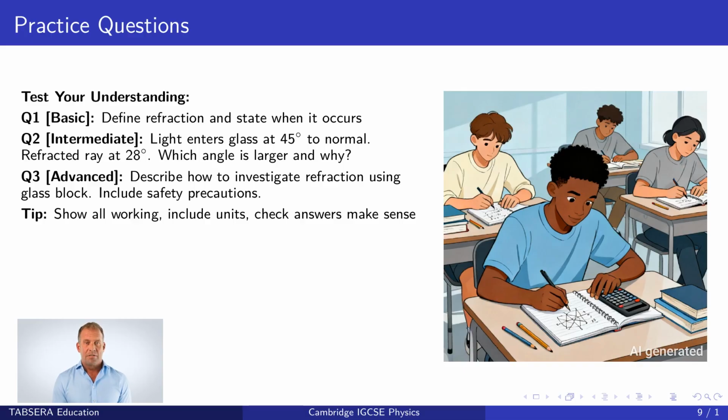Now practice what you've learned with these 3 questions. Question 1 is basic level. It asks you to define refraction and state when it occurs. Use the scientific definition we learned. Question 2 is intermediate level. Light enters glass at 45 degrees to the normal, and the refracted ray is at 28 degrees. Which angle is larger, and explain why this happens? Question 3 is advanced. Describe how to investigate refraction using a glass block, including all safety precautions. This tests your practical skills. For all questions, remember to use scientific terminology, show clear reasoning, and check your answers make physical sense.